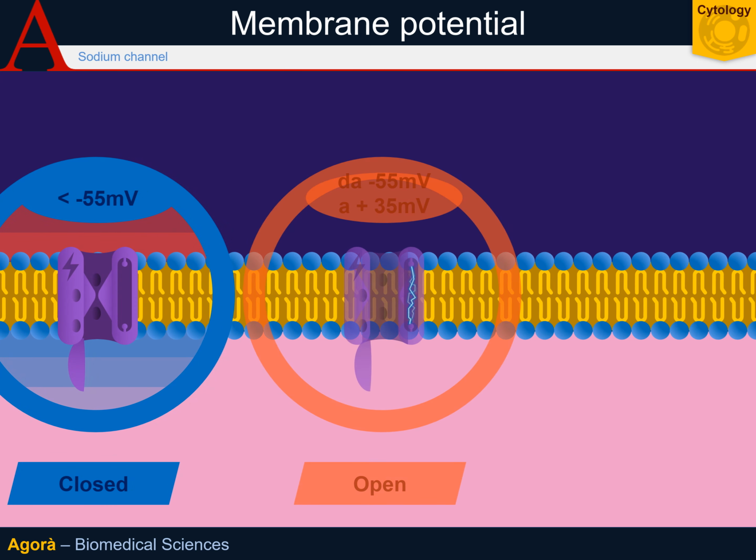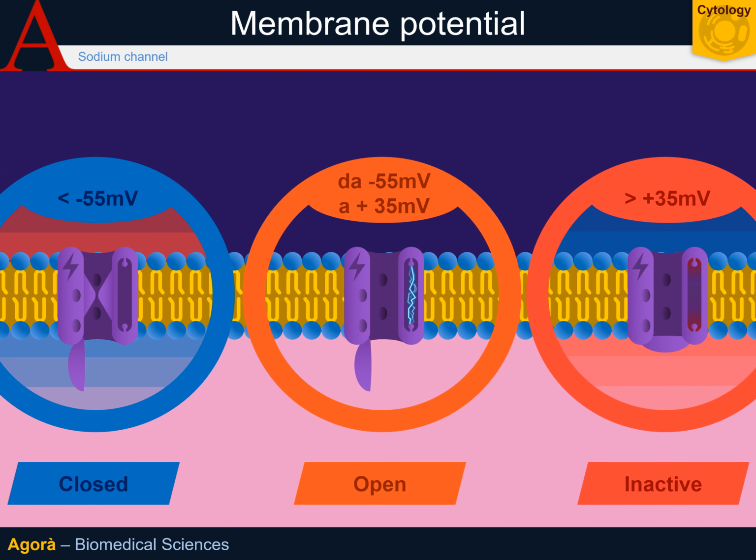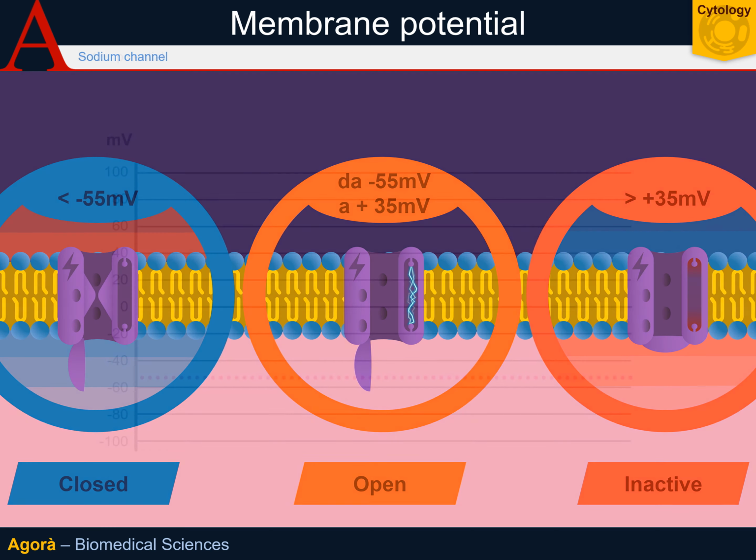As we've seen, between -55 mV and +35 mV, the channel is open. At higher potentials, it becomes inactive. Also, in this state, the channel does not allow sodium to pass, but unlike the closed state, a depolarizing stimulus is not able to open the channel. For this reason, it is impossible to superimpose two depolarization waves, but it is necessary that the membrane is repolarized before a second one starts.